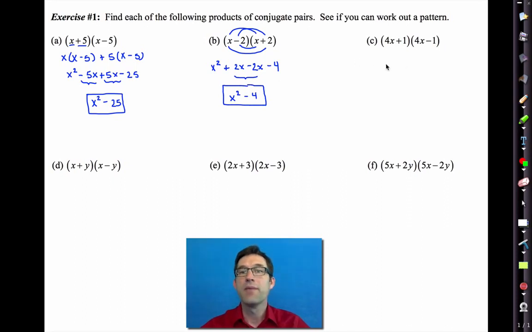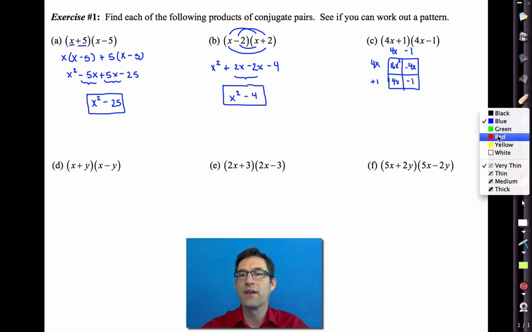All right, maybe this one, I'll go with that box multiplication method. Choose your pick. Pick your choice, whatever. 4x plus 1, 4x minus 1. You think I could have made the box a little bit bigger. 4x times 4x is 16x squared. 4x times negative 1 is negative 4x. 4x times positive 1 is positive 4x, and positive 1 times negative 1 is negative 1.